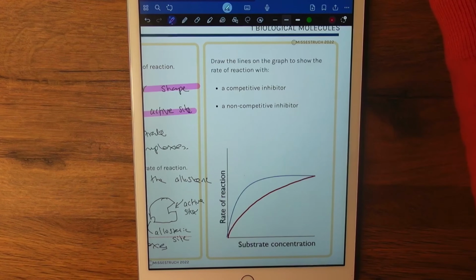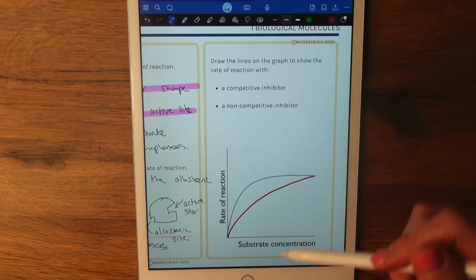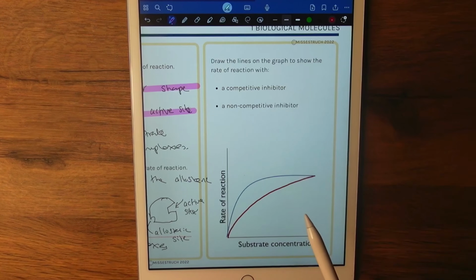Next one then is we have to show the line for the rate of reaction against substrate concentration with a non-competitive inhibitor. And for this one, the rate of reaction will be lower at all substrate concentrations. So they'll be looking for a curve that is lower than the original blue, which shows no inhibitor, but it then plateaus at a much lower rate of reaction, because even if you add more and more substrate, it's not binding to the active site, it's not competing for that active site, so you aren't going to get any increase in rate of reaction.